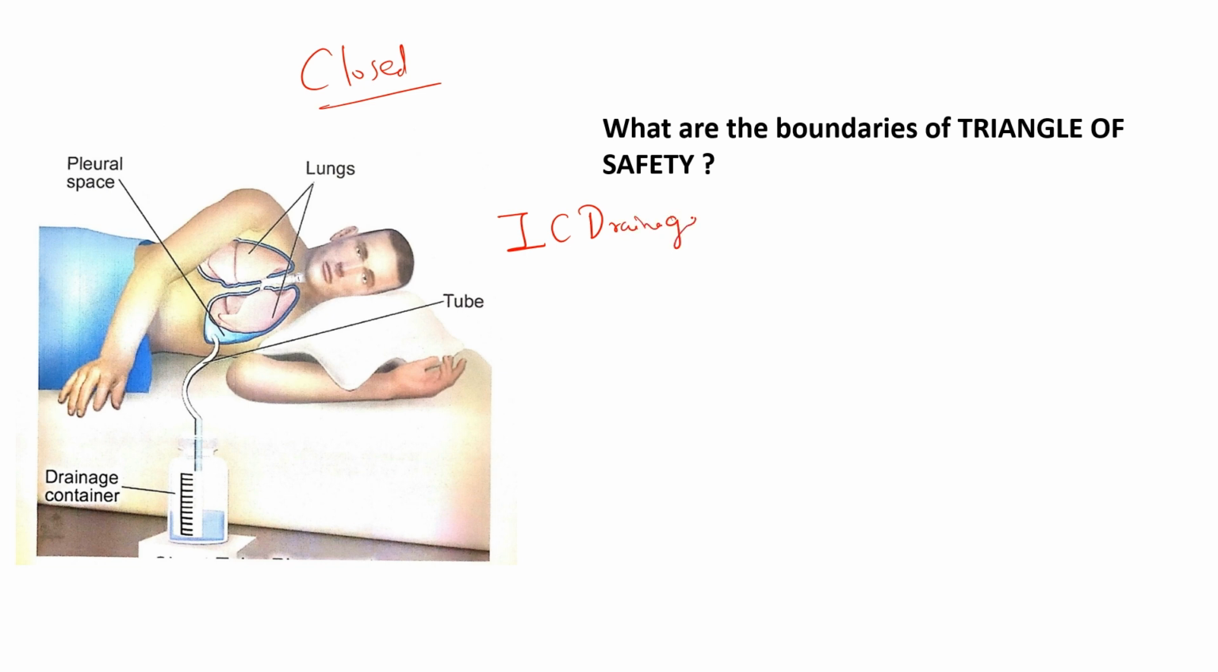Okay, this is your intercostal drainage tube, which is also called a chest tube. Usually we go for a chest tube whenever there is an abnormal accumulation of something in the pleural cavity. We usually go for this ICD tube. Let's say, for example, pyothorax, pneumothorax.